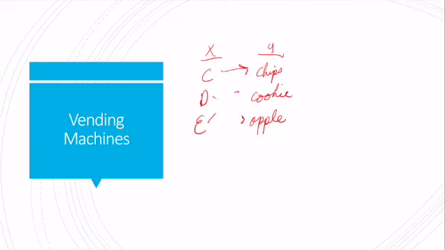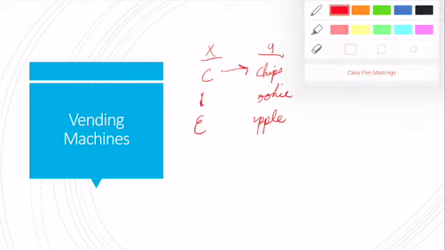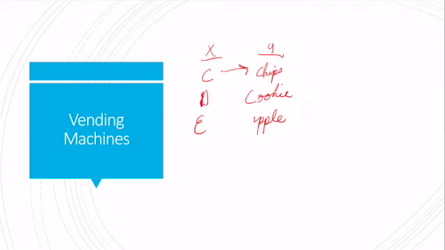And that's going to require me to erase a little bit. There we go. Okay, so now what if I have both D and E going to cookie? So I push C, I get chips. I push D, I get a cookie. I push E, I get a cookie. Does this vending machine still function? Yes, right? Each x value has exactly one y value.